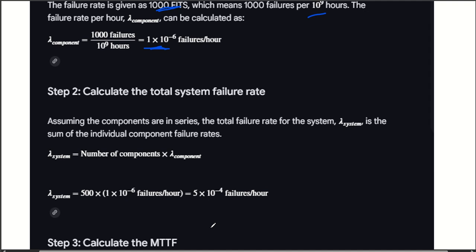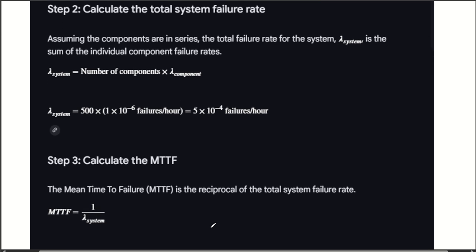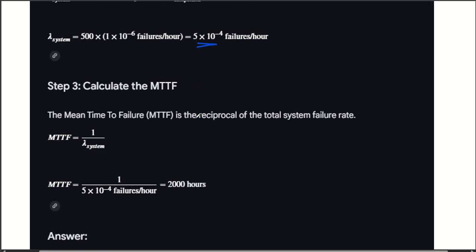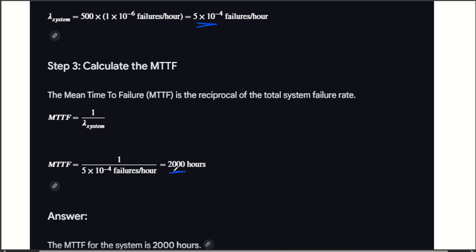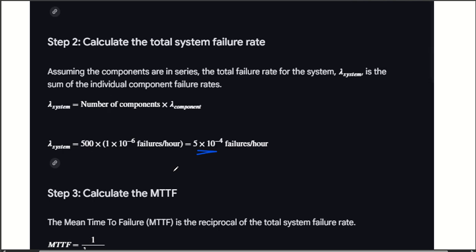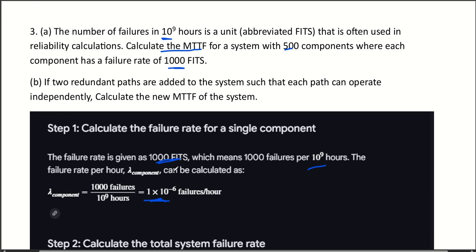However, now we are supposed to calculate the mean time to failure. The formula is just 1 over the failure rate of the system. So you get 1 over lambda of system, and that's just 1 over 5 by 10 exponent minus 4. So you get an MTTF of 2000 hours. Now that's just part 1 of the question.